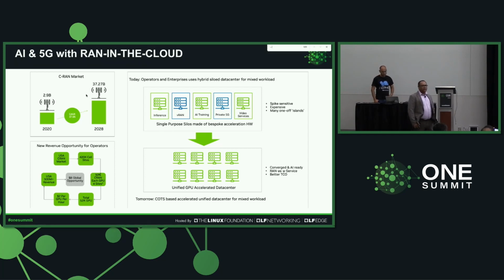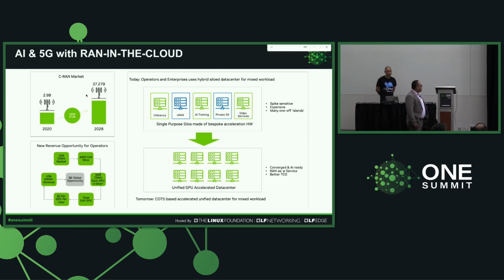And in this CRAN, we see that you can have a platform that can do your AI inference, that can do your vRAN, that can do your small-scale AI training, right? That can do your private 5G, that can do your video analytics for factories. You don't need separate platforms for all those. You can run everything on the same platform. And we call it a unified GPU accelerated platform. And I'll explain why we think this is an approach that can help operators going forward, right?